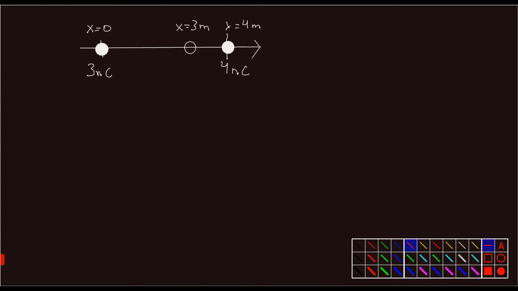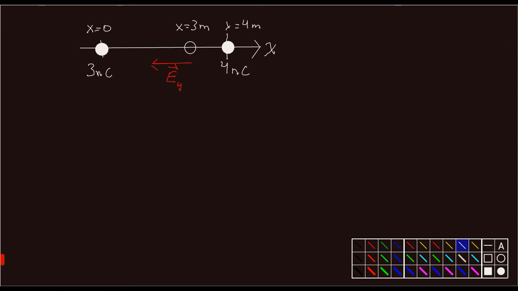Well, first of all, there's an electric field from the 4 nanocoulomb charge, and it's going to be pointing to the left in the negative x direction. So it'll just be a vector pointing this way, and we'll call that E sub 4 for 4 nanocoulombs, and it's a vector pointing to the left in the negative x direction.